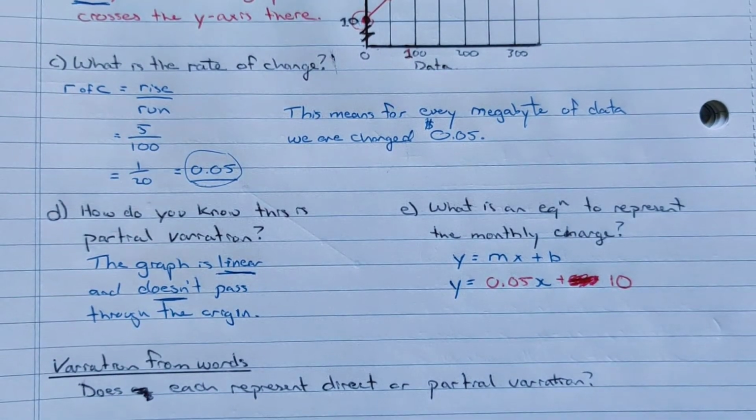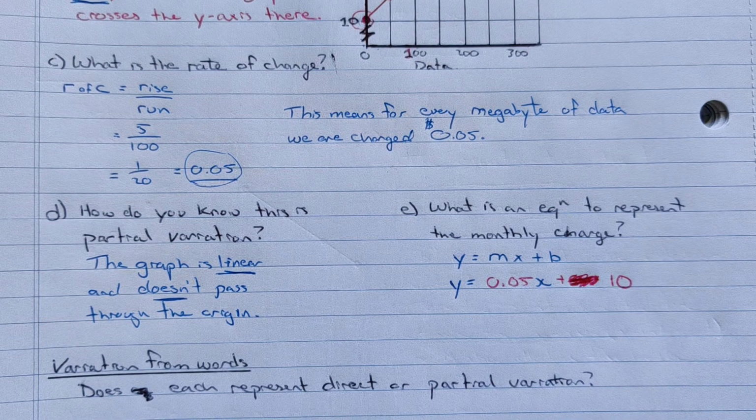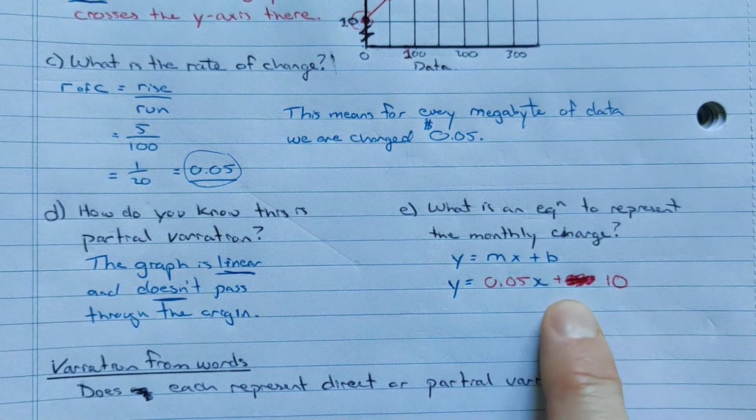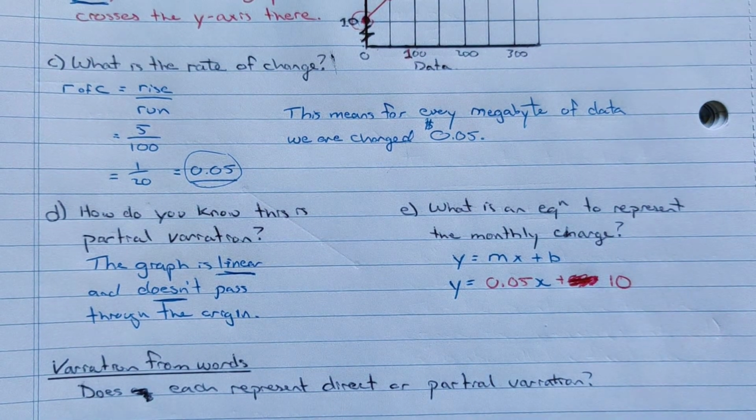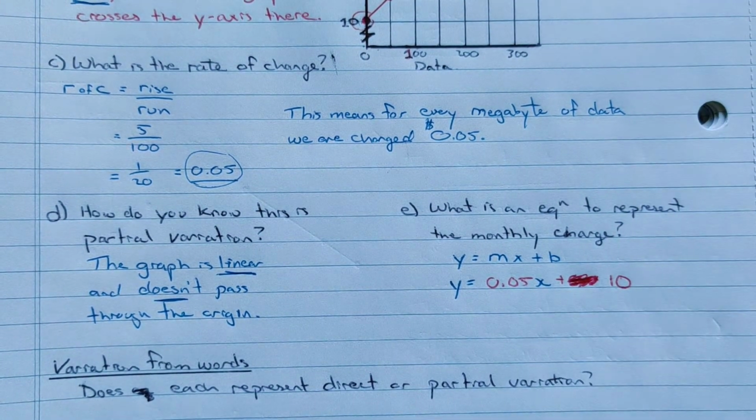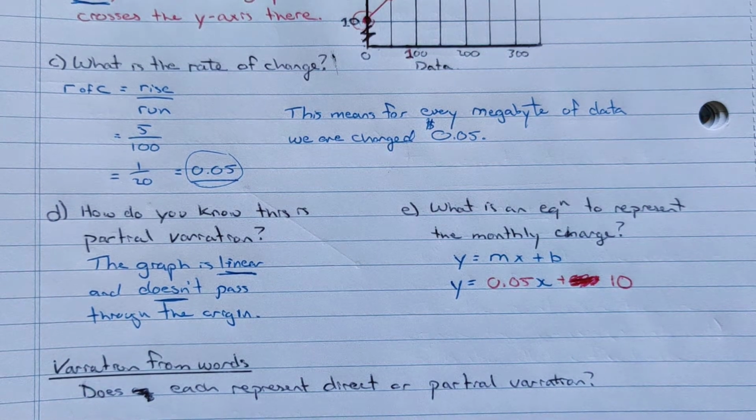And that would allow us to figure out the monthly charge based on any value of data. So it could be 100, if we use 100 megabytes, 0.5 times 100 plus 10. If we used 1 million megabytes, 0.5 times 1 million plus 10, and that would tell us our monthly cost.